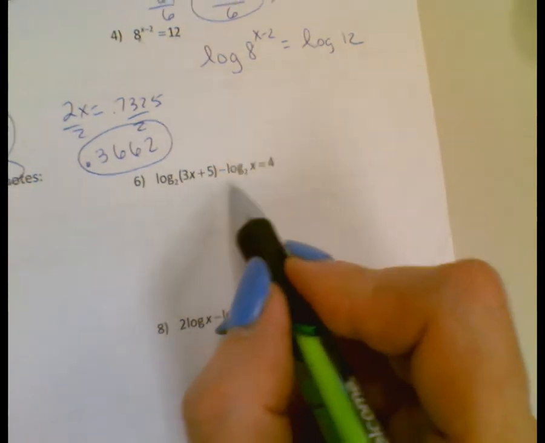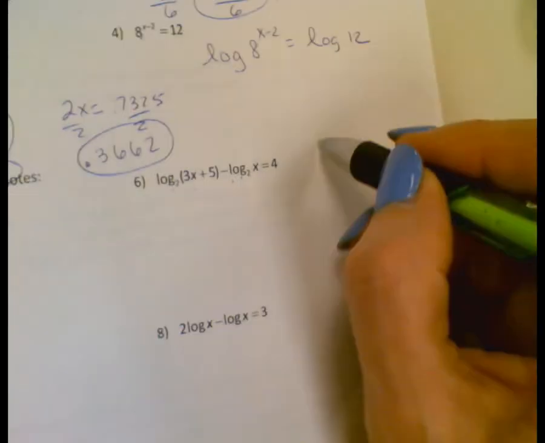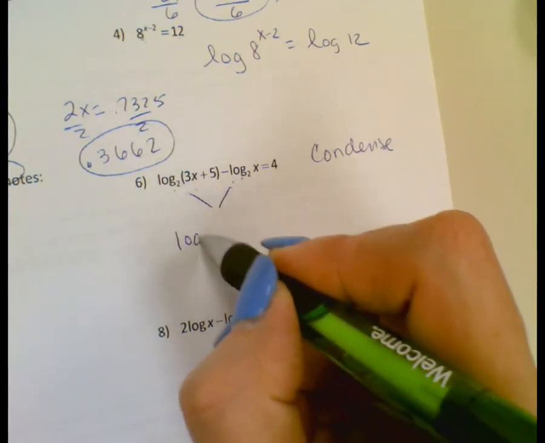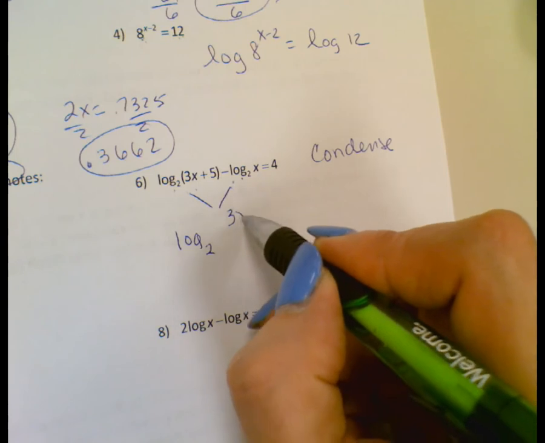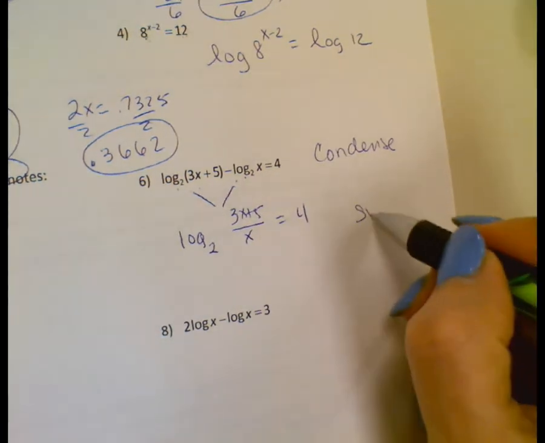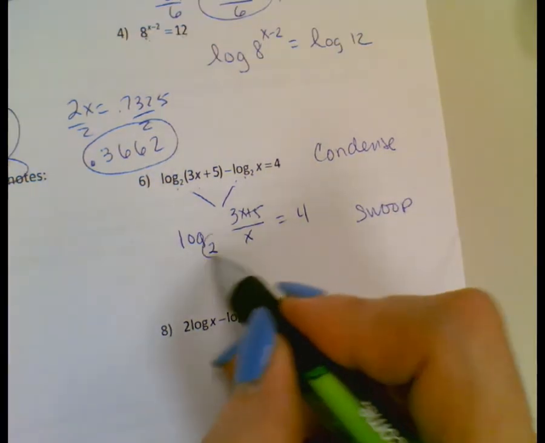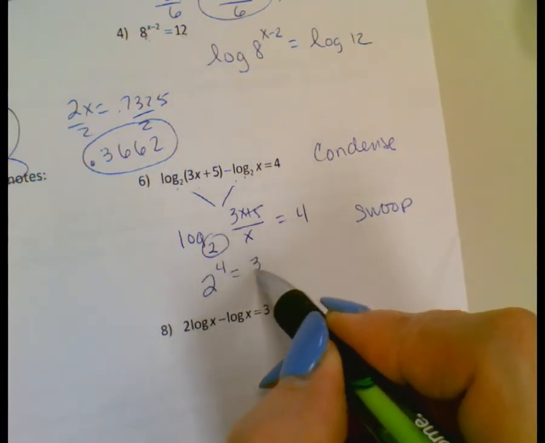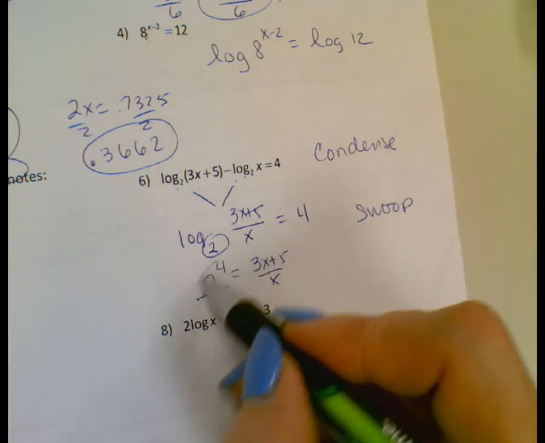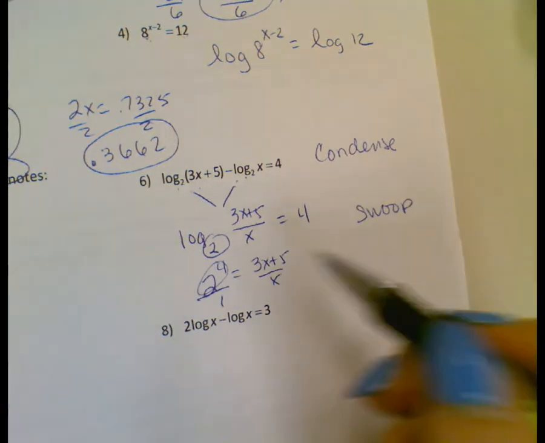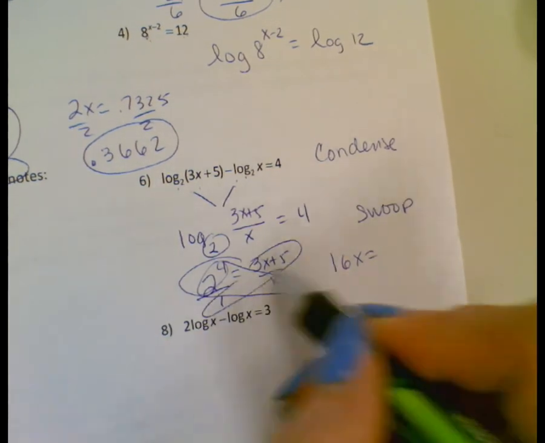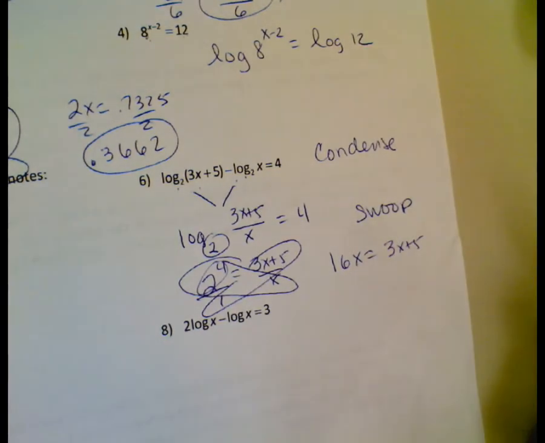This one is a little bit harder because it has 2 logarithms on the same side. So this is where you have to condense to 1. So we're going to condense to 1 log base 2. So you have log base 2 of 3x plus 5 divided by x equals 4. Now we're going to swoop. So starting with your base, you have 2 to the 4th equals 3x plus 5 over x. Put this over 1. Now 2 to the 4th is really 16, correct? So this is really 16 times x. So it's 16x equals 3x plus 5.